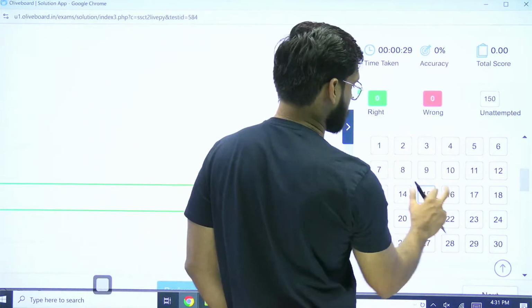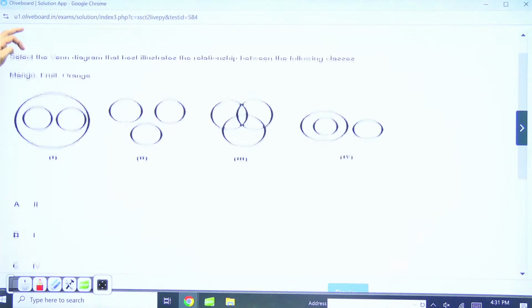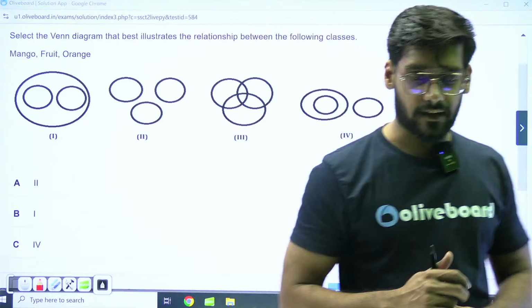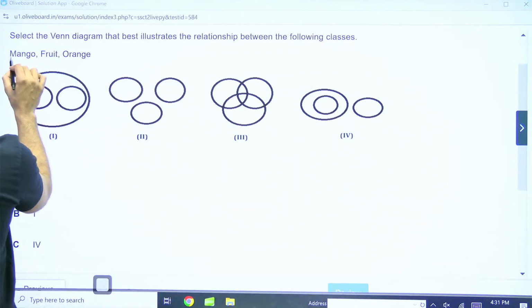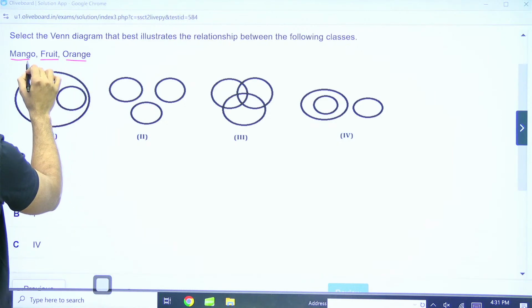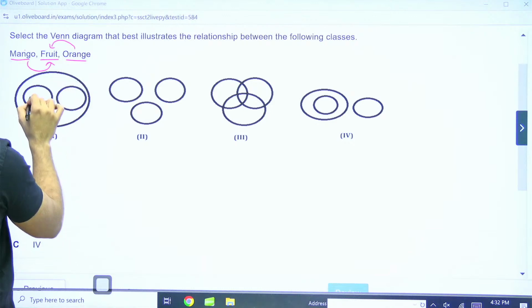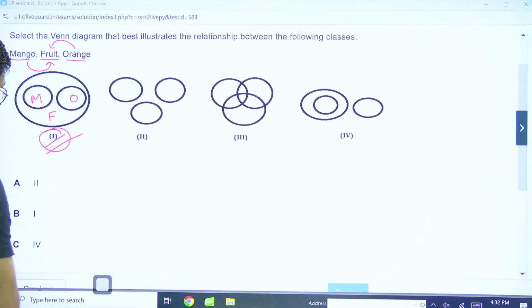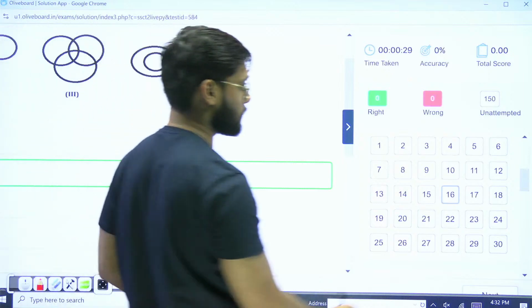Let's go on to the 16th question, from the Venn diagram. We need to find the relation between mango, fruit, orange. We know that all mangoes are fruit, all oranges are fruit, but mango and orange do not share any relation. So the first one should be the right answer, which is matching with option number B. Okay. Let's move on to the next, the 17th one.